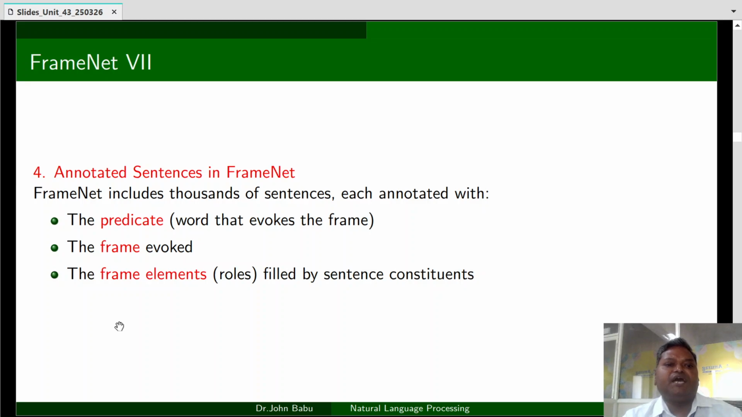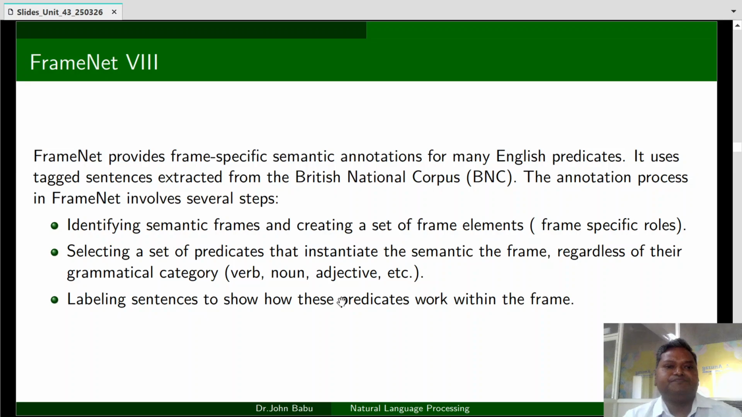And FrameNet will have annotated sentences, thousands of sentences, where the annotation consists of what is the predicate, what is the frame that is evoked, and what are the frame elements played by the constituents. So FrameNet provides a frame-specific semantic annotation for many English predicates. It has tagged senses extracted from the British National Corpus, which is one of the famous corpora.